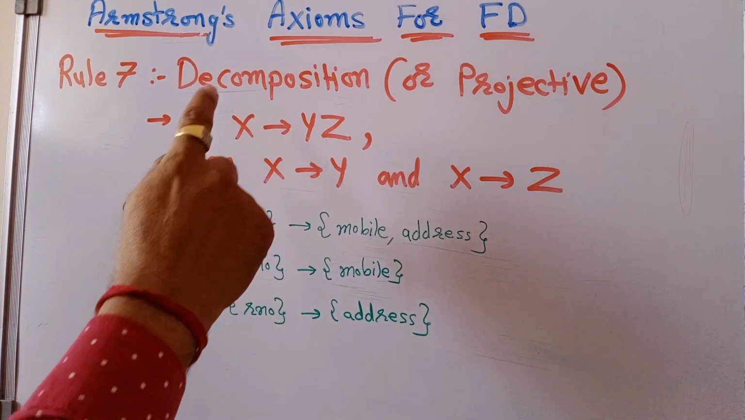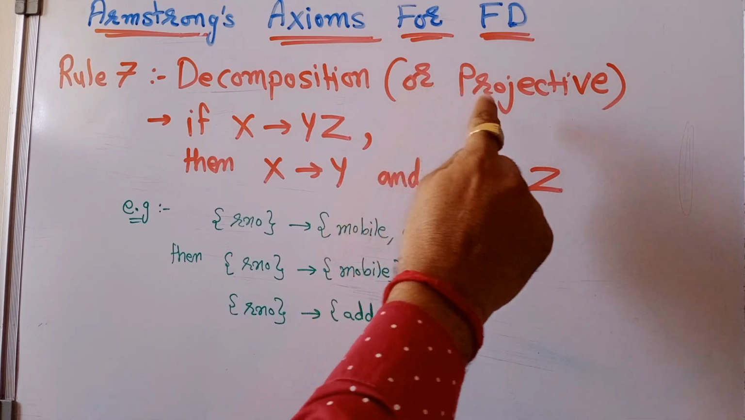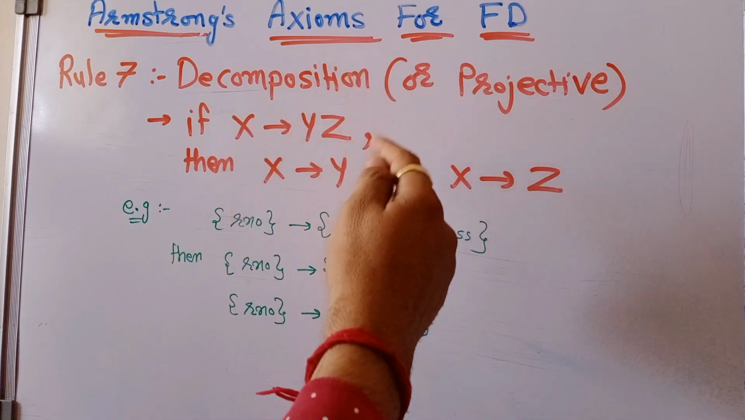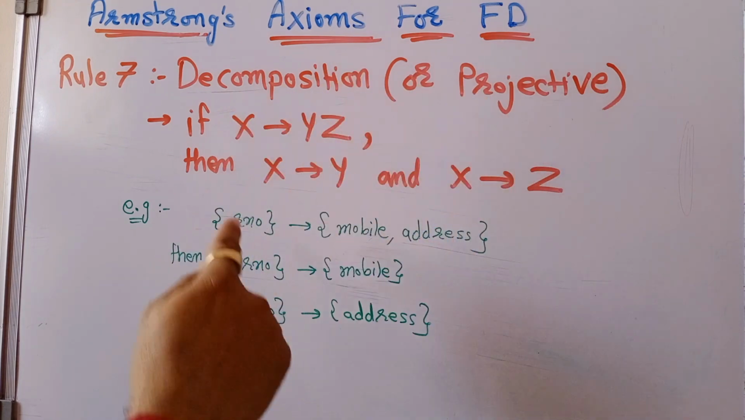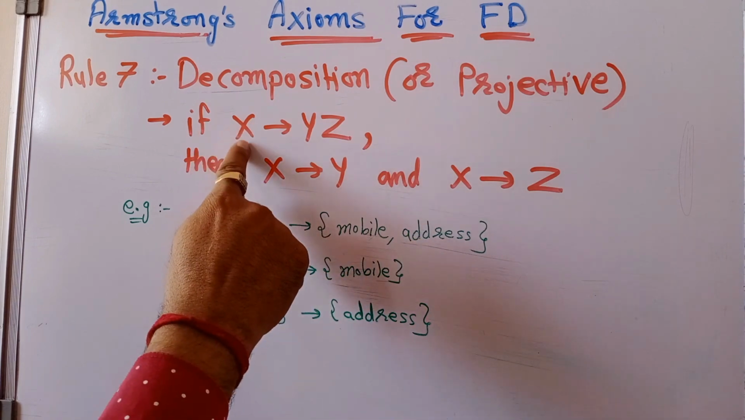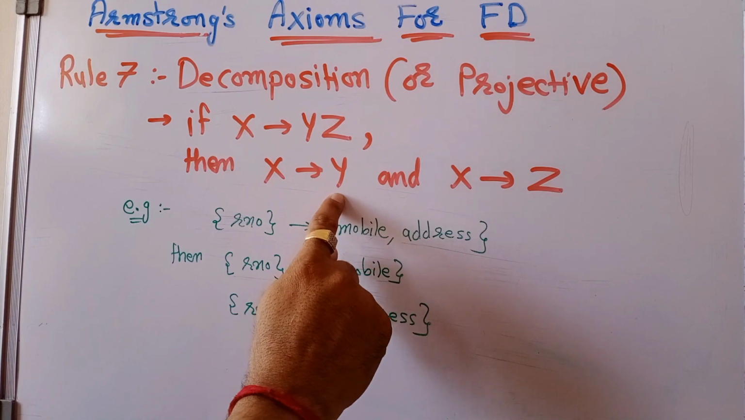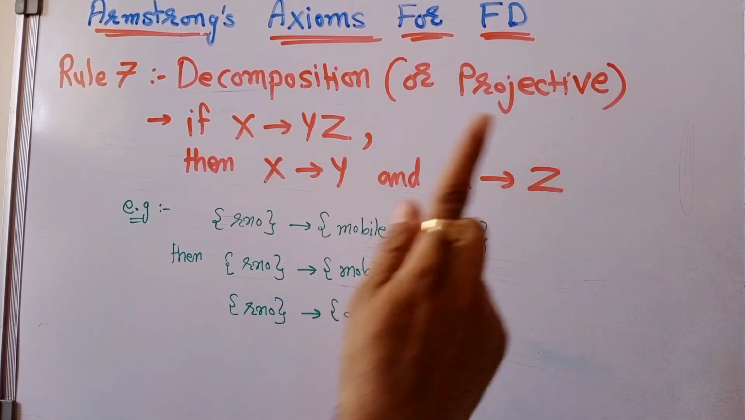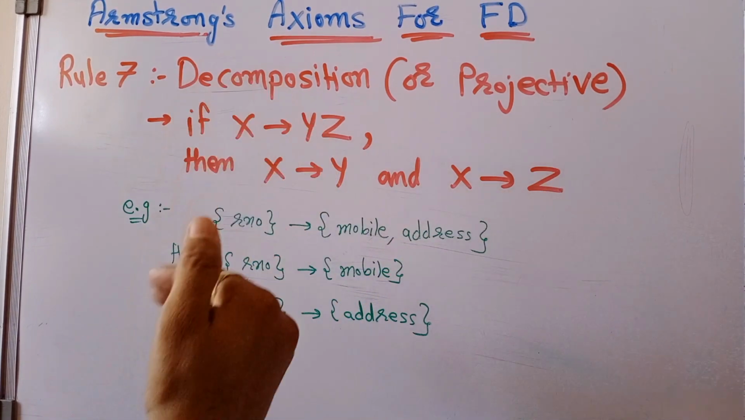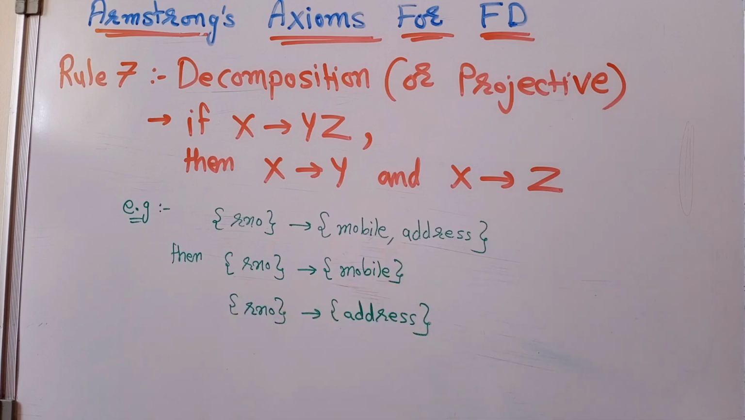Rule number 7, decomposition or projective. What does it say? Let's understand. There is a dependency x to yz. Then we can have x to y dependency as well as we can have x to z dependency. Let's try to understand this with the example.